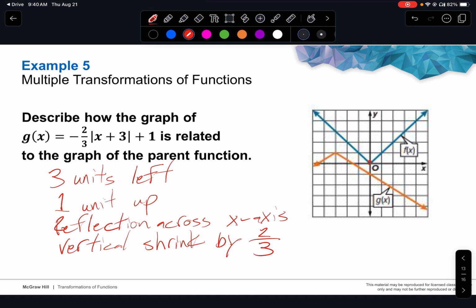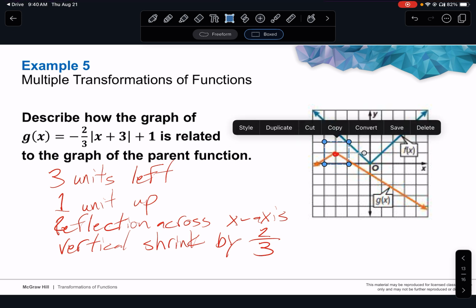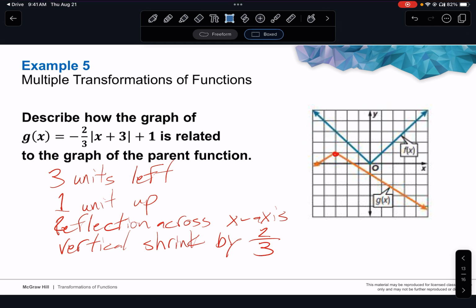So what we did is we took this right here and we moved it 1, 2, 3 to the left, 1 up, and then we took the graph and we reflected it across the x-axis, and then we made it wider by multiplying it by a factor of 2/3. We shrunk it vertically.